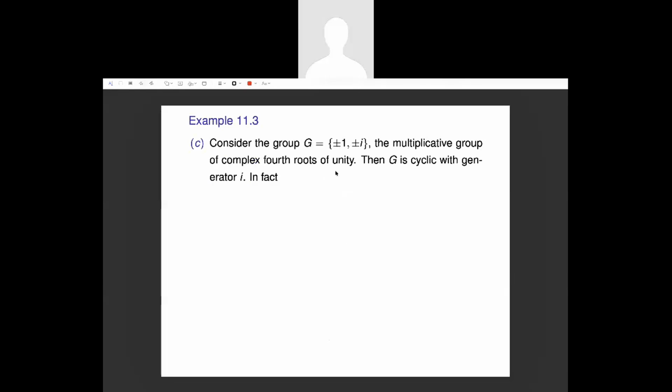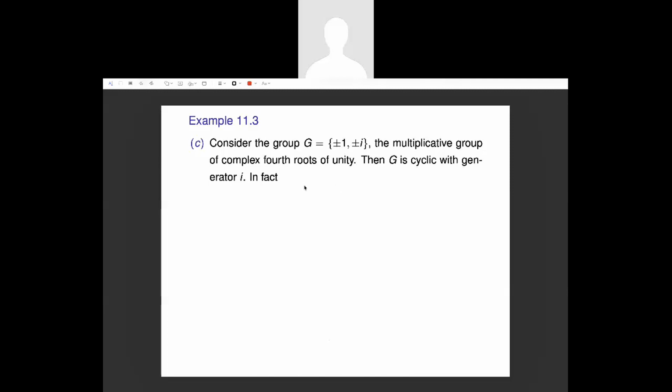Now suppose we take the multiplicative group {plus minus 1, plus minus i}, the group of complex fourth roots of unity. Then G is cyclic. 1 is not a generator, because powers of 1 are just 1, and we cannot get i. Minus 1 is not a generator either. But i is a generator, because i to the power 1 is i, i to the power 2 is minus 1, i to the power 3 is minus i, and i to the power 4 is 1.